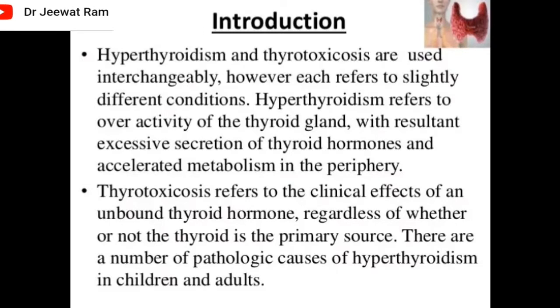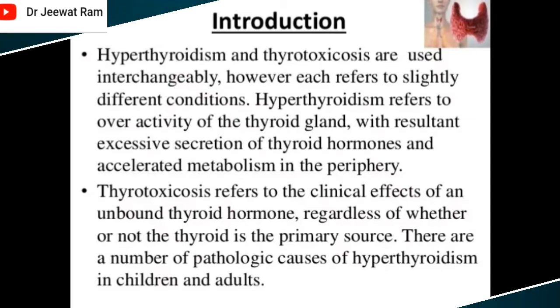Hyperthyroidism refers to overactivity of the thyroid gland with resultant excessive secretion of thyroid hormones and accelerated metabolism in the periphery. Thyrotoxicosis refers to the clinical effects of an unbound thyroid hormone, regardless of whether or not the thyroid is the primary source. There are a number of pathologic causes of hyperthyroidism in children and adults.